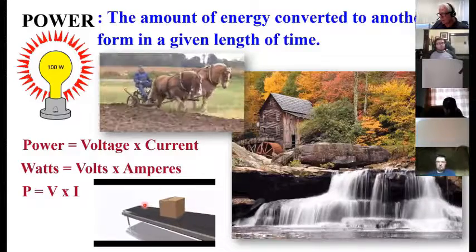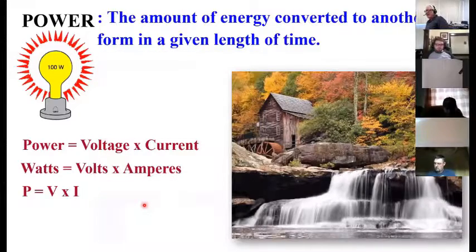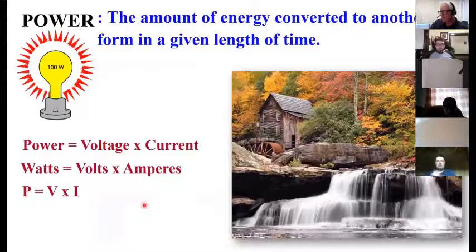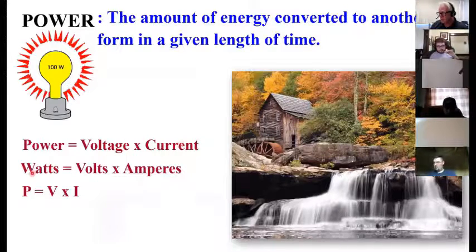Some electric motors are measured in horsepower. It's made of volts and amps. Power is equal to voltage times current, or watts is equal to volts times amps.